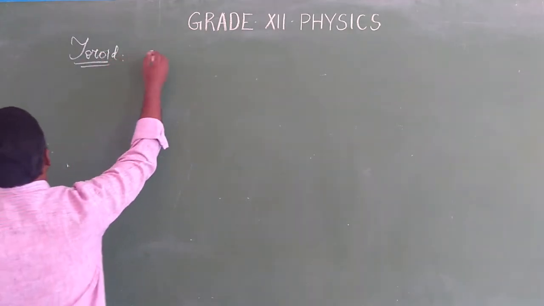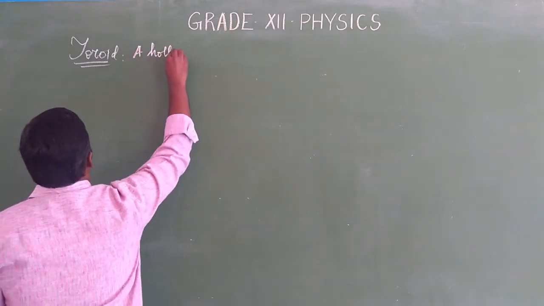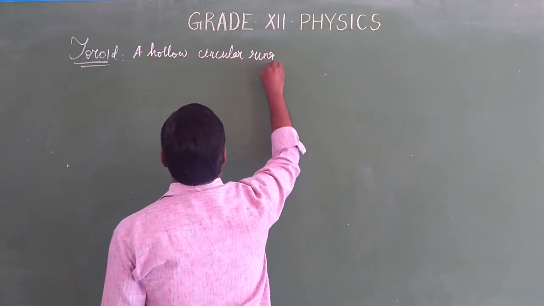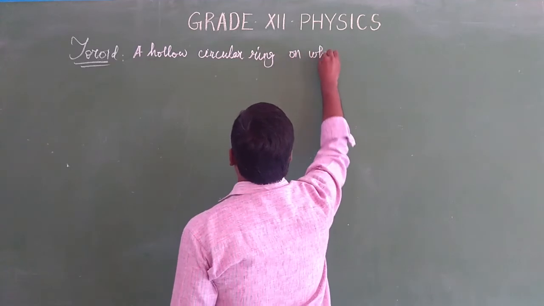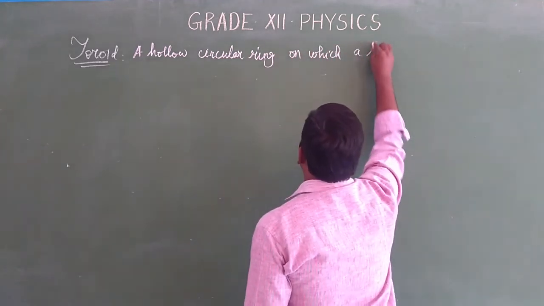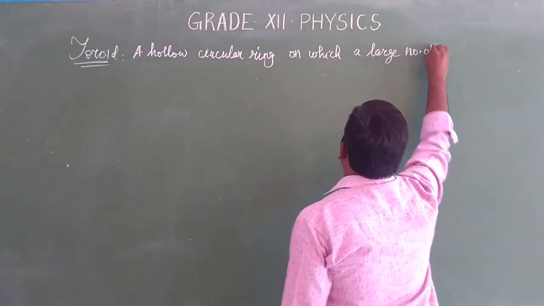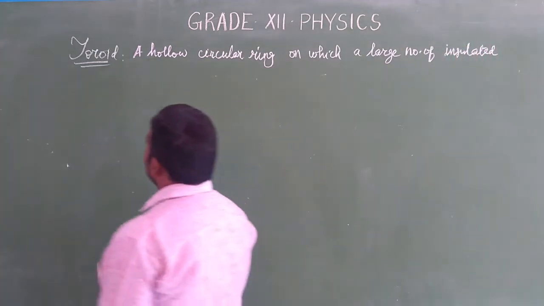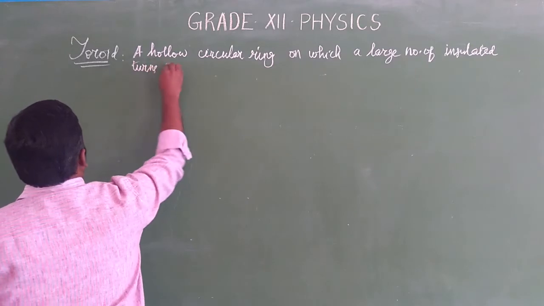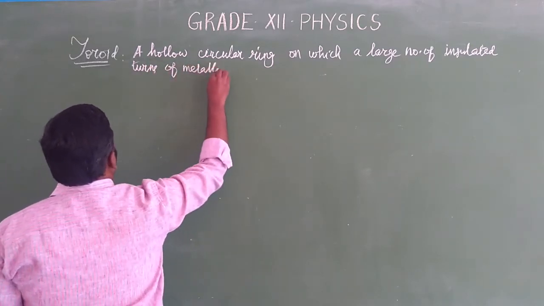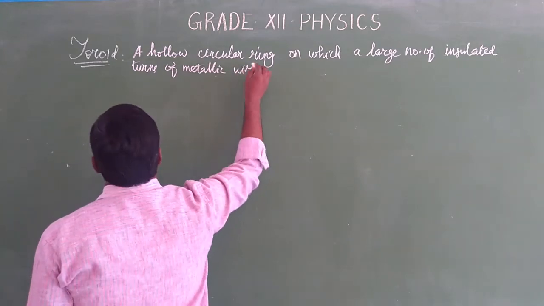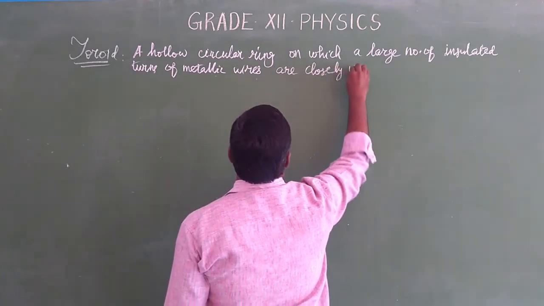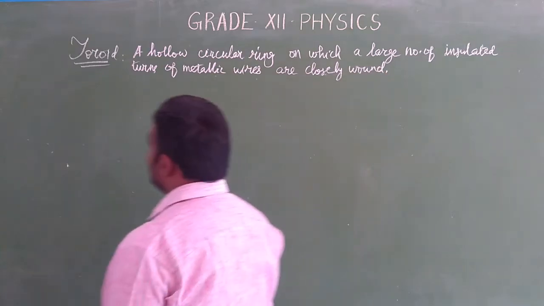Actually, the toroid is nothing but a hollow cylinder or a hollow circular ring on which a large number of insulated turns of metallic wires are closely wound. Then it is called a toroid.